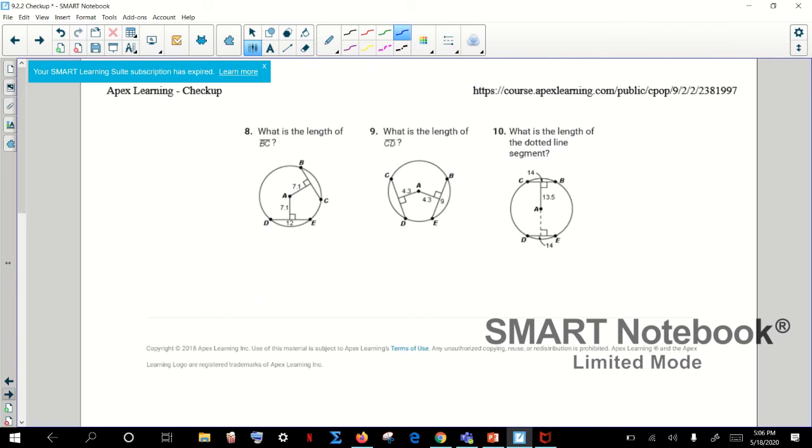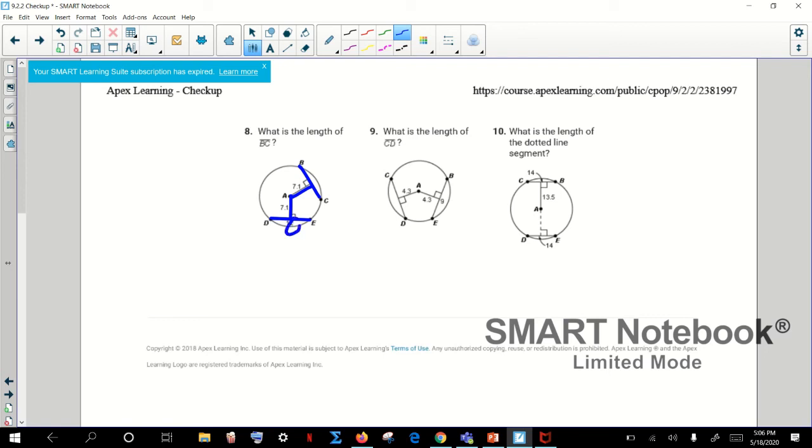Alright, 3 more questions to go. Alright, so this is where we're talking about chords that are equidistant from the center of the circle. So we're talking about these two chords, BC and DE. We know they're equidistant from the center, which is A, because we have these lengths 7.1 and 7.1. Alright, so if that happens, then that means we know that the two chords are the same length. If the chords are equidistant from the center, the chords have the same length.